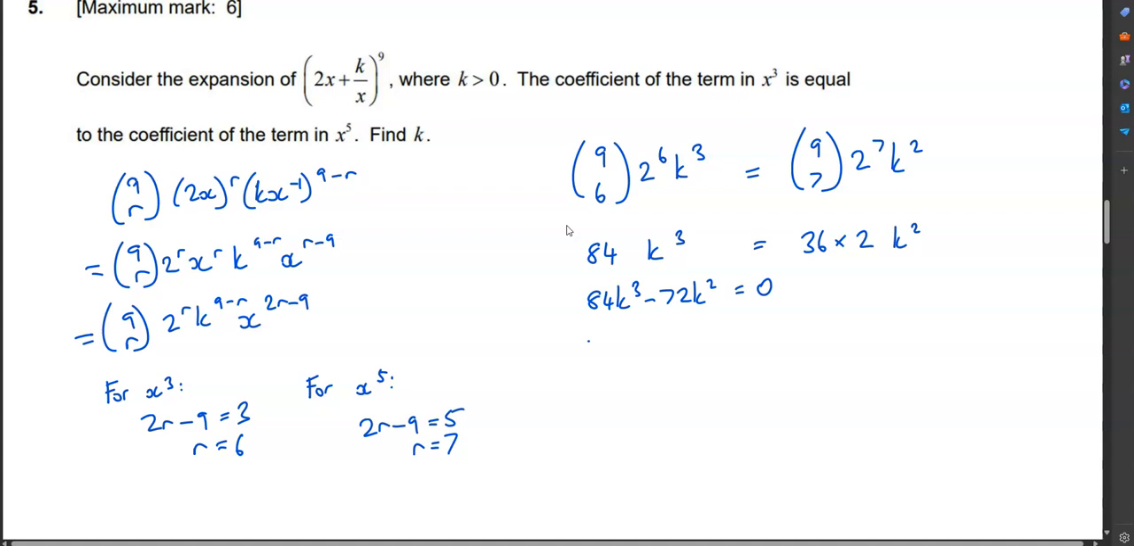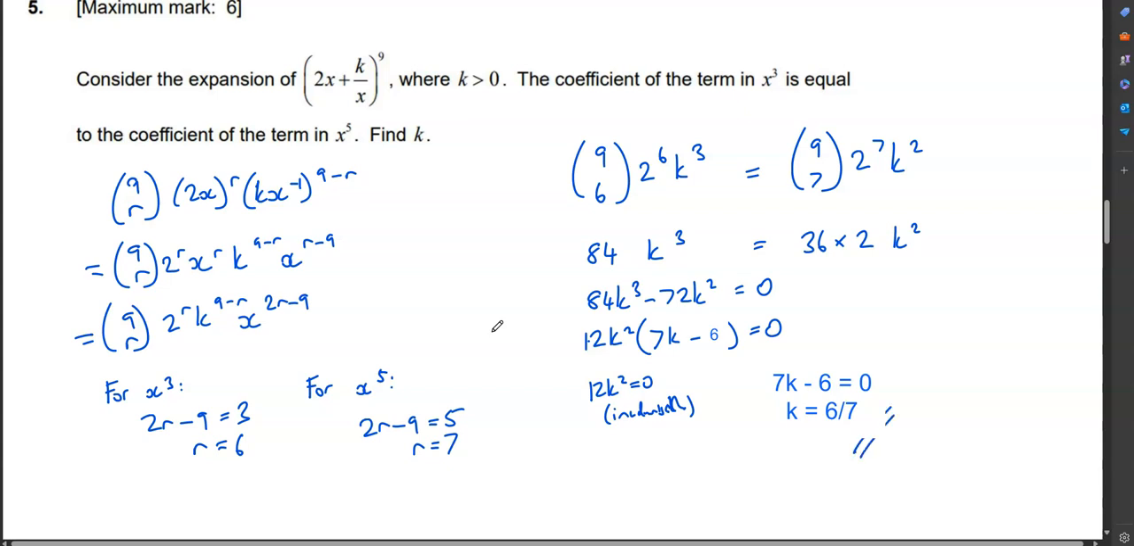We can factorize 12k squared, and that gives 7k minus 6 equals 0. So we have 12k squared equals 0, which is inadmissible, or 7k minus 6 equals 0, k equals 6 over 7.